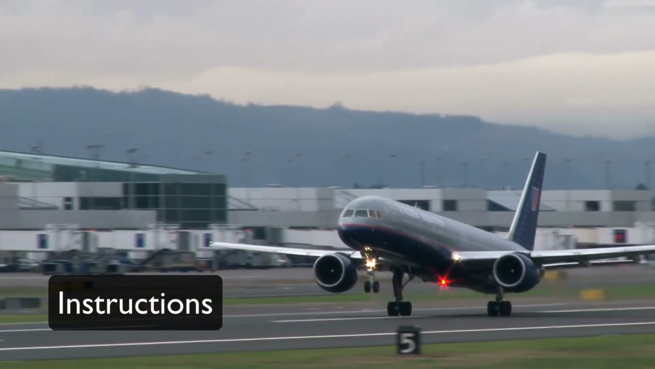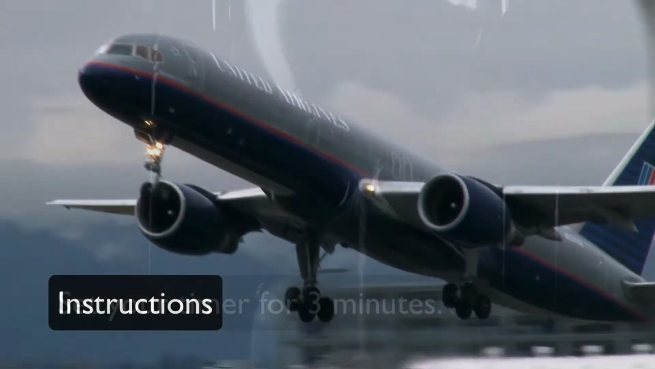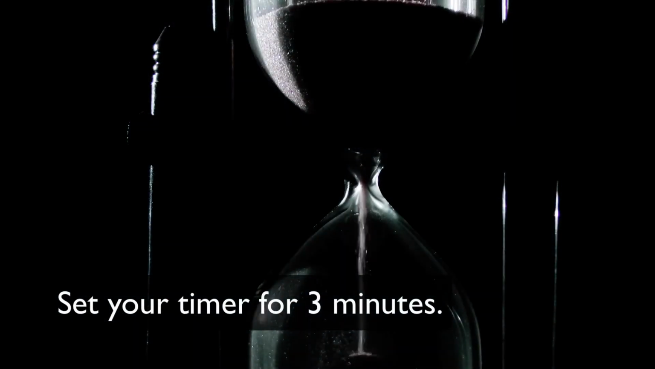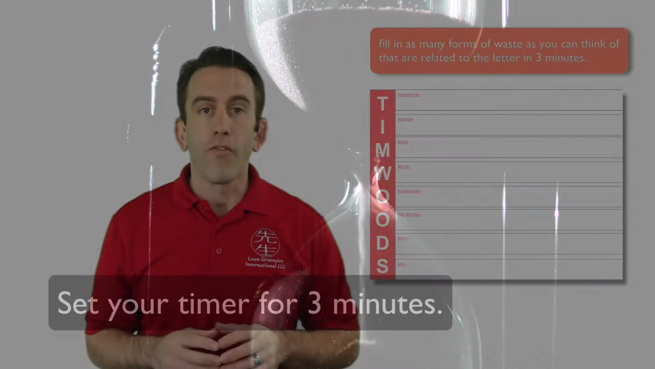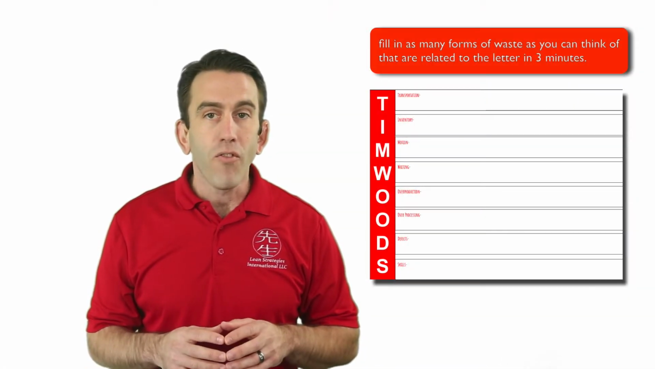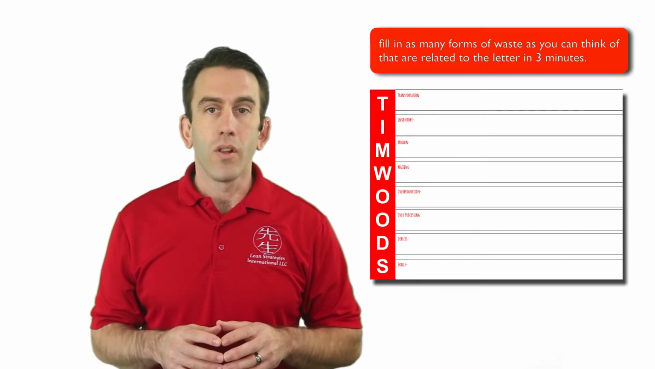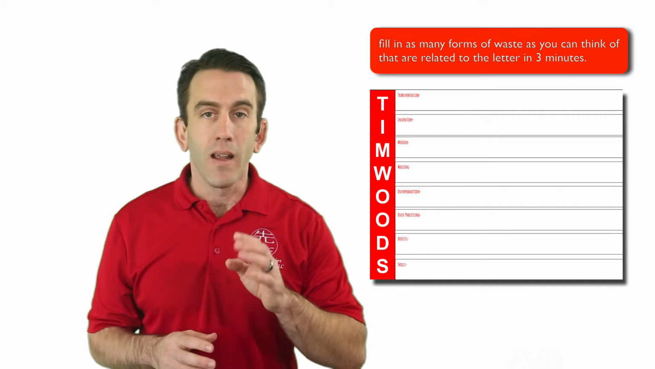Here's a list of instructions you can follow to complete this activity. Set the timer for 3 minutes. Each letter represents a form of waste. In the box, you will fill in as many forms of waste as you can think of that are related to the letter in 3 minutes.